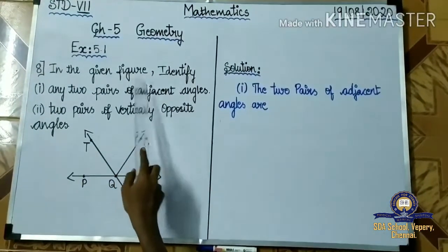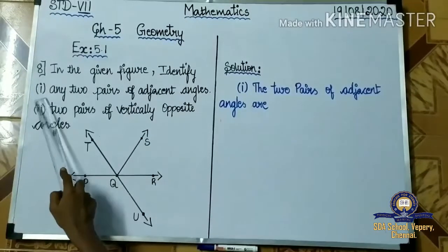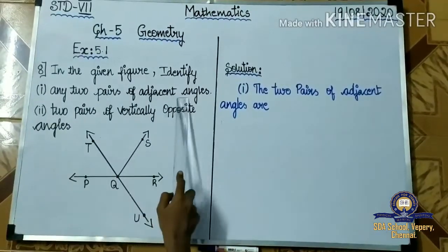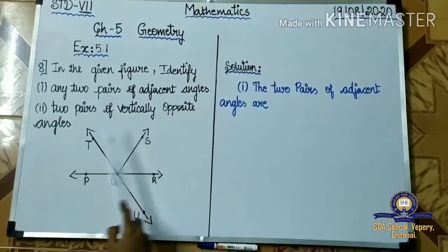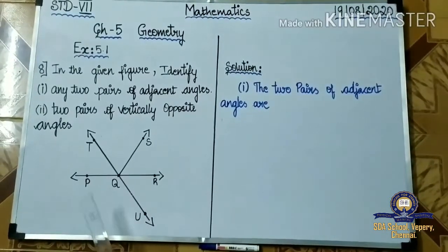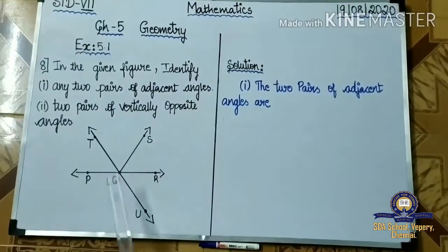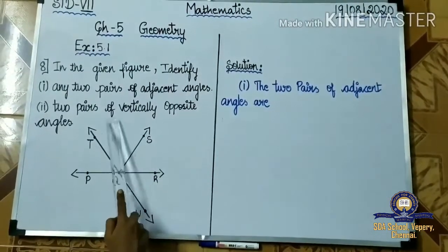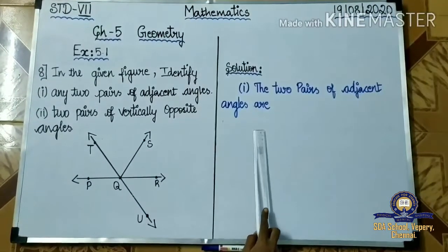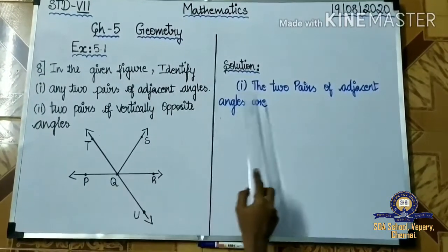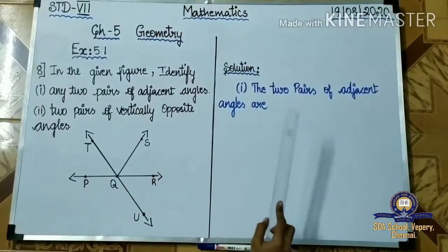In the given figure, identify in the first subdivision any two pairs of adjacent angles, and in the second subdivision two pairs of vertically opposite angles. See, in this figure we are going to find the pairs of adjacent angles and pairs of vertically opposite angles, right? Let's move on to our solution. First subdivision: the two pairs of adjacent angles are.